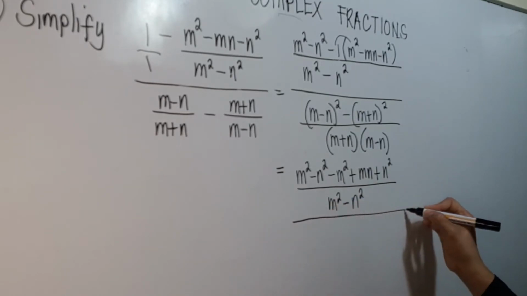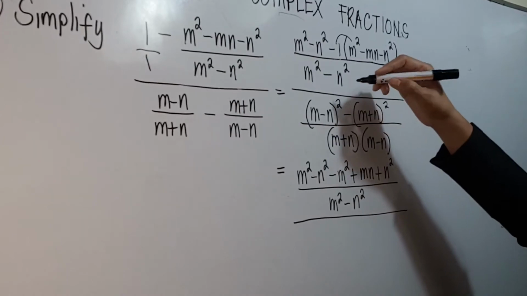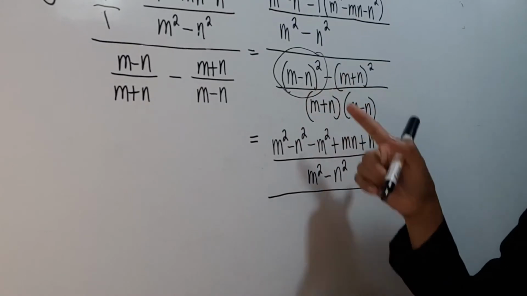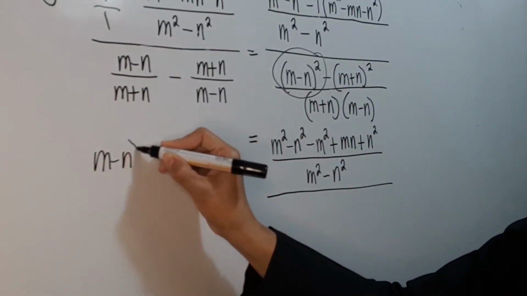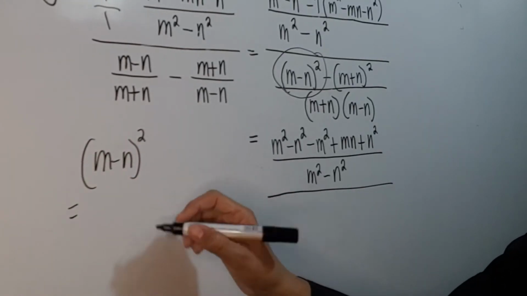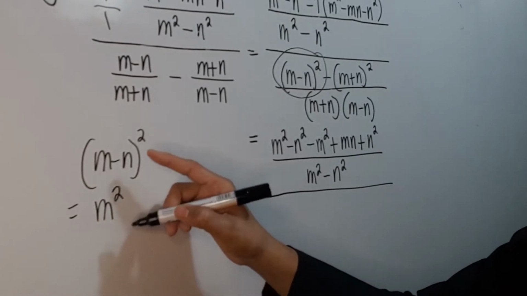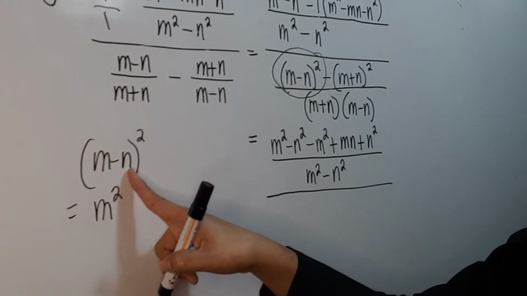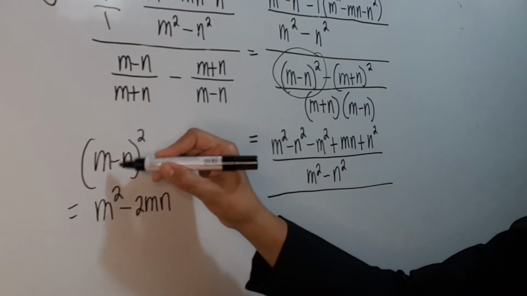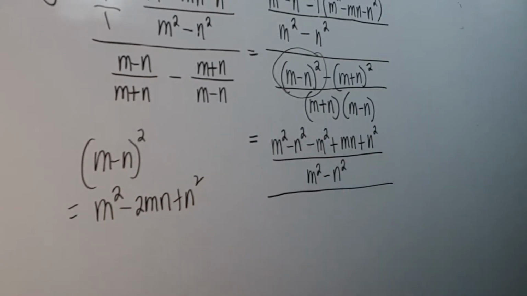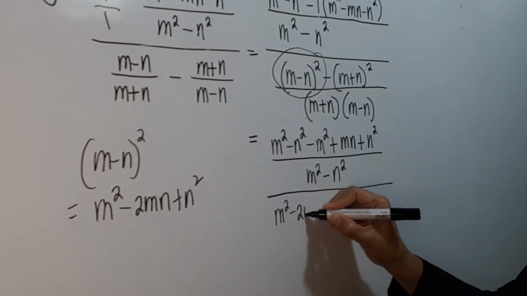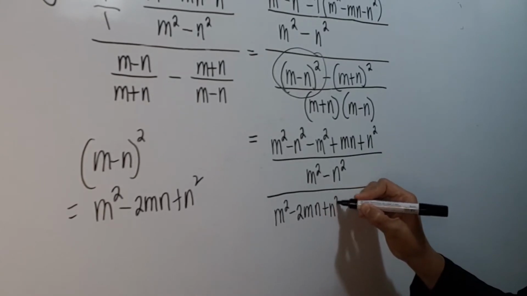Okay, how about the denominator? Okay, so we have m minus n quantity squared. So that is just squaring a binomial. Review natin, how do we square a binomial? Alright, so square the first term, multiply the first term and the second term, so that's negative mn, times 2 is negative 2mn. And then square the second term, so that is positive n squared. Okay? So we have m squared minus 2mn plus n squared.